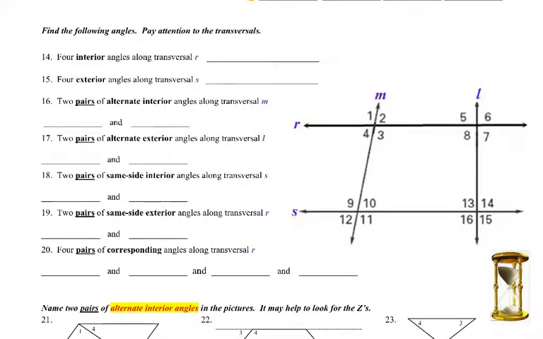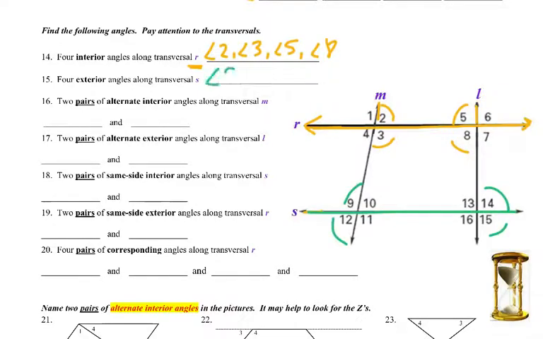And now this picture kind of ramps it up, right? Because we've got line R, line S, line M, line L, and so it'll tell you which transversal. So here it says along transversal R, name the 4 interior angles. That would be angle 2, angle 3, angle 5, angle 8. 4 exterior angles along S, so here's S. The 4 exterior along S would be angle 9, angle 12, angle 14, angle 15.